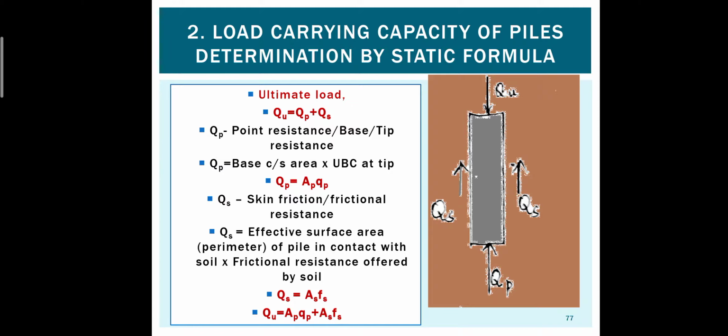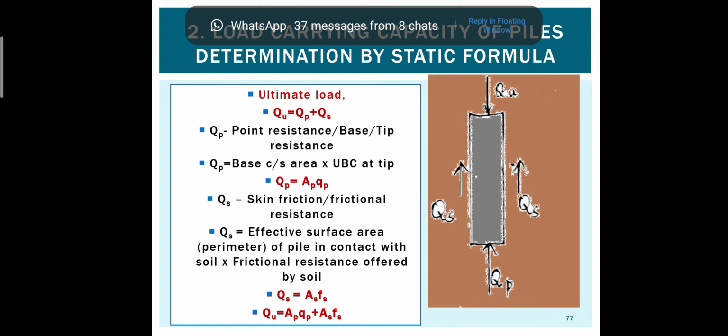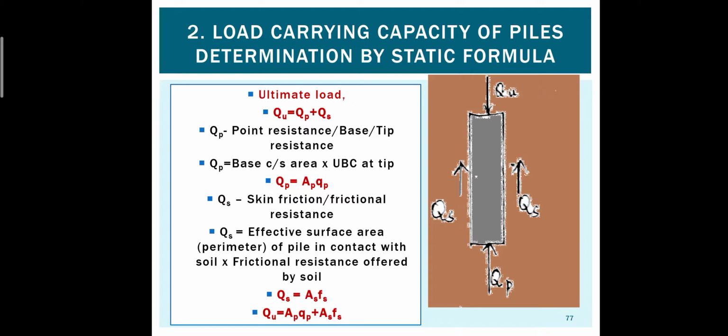Perimeter of the cylinder is going to be pi d. You know that pi d is the perimeter of the cylinder, or 2 pi r is going to be the perimeter of the cylinder. So if we put the perimeter of the cylinder into length, we will get the circumferential area or perimeter area of the pile. So that we will put in As.